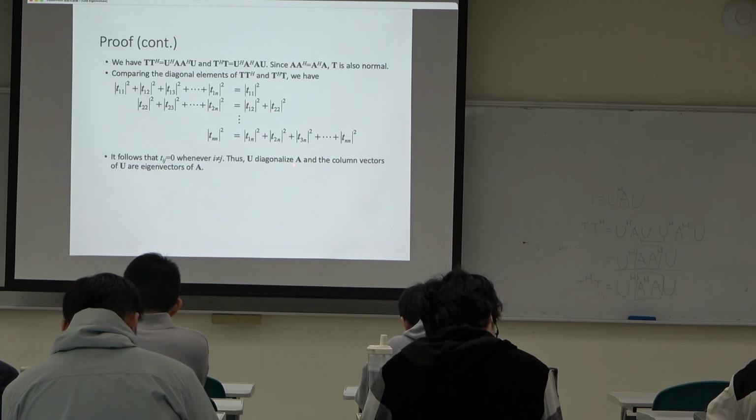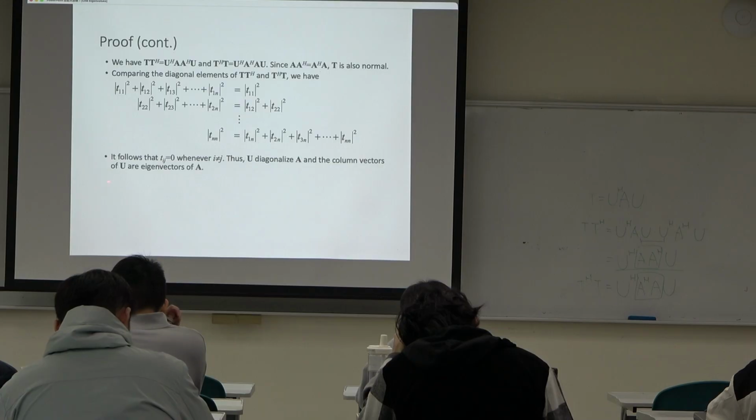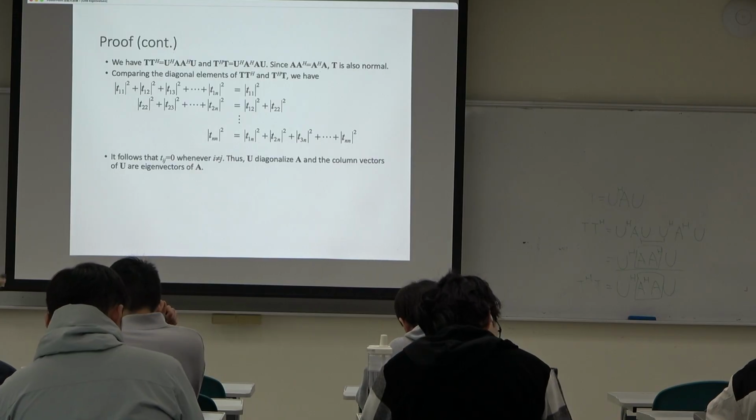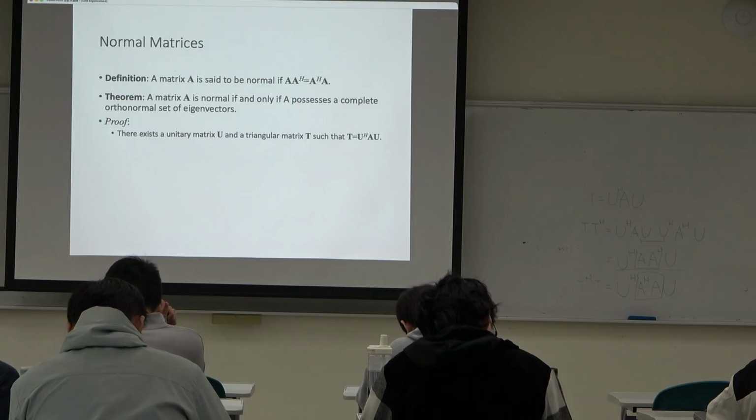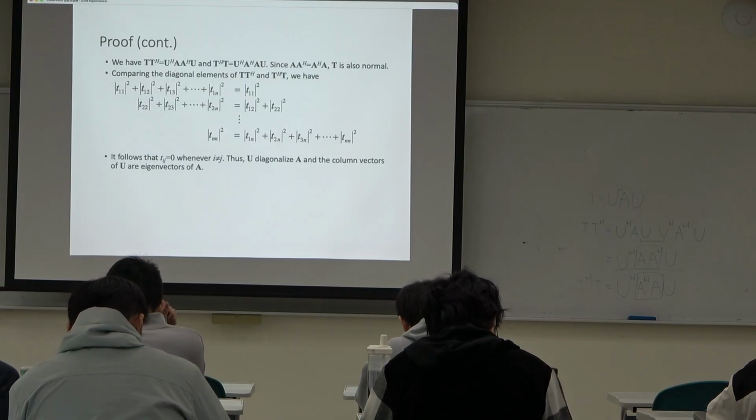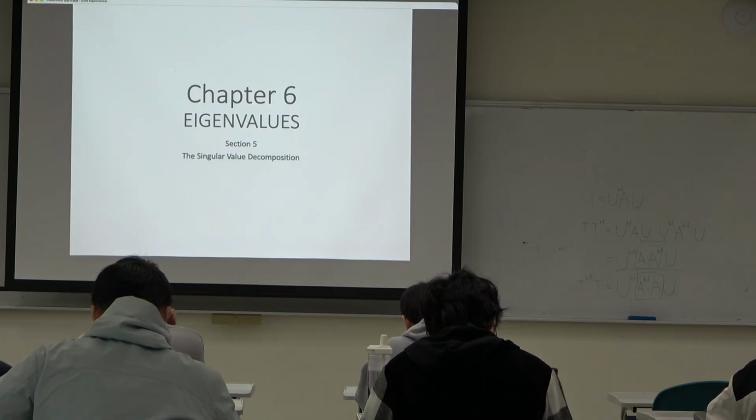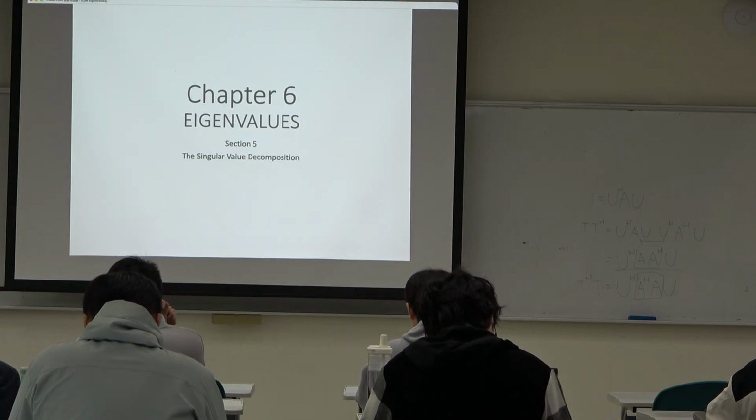So U diagonalizes A, and the column vectors of U are eigenvectors. So that's it for section 4.